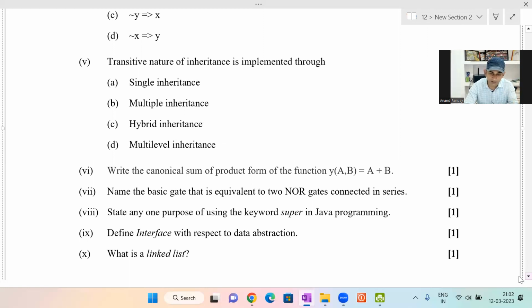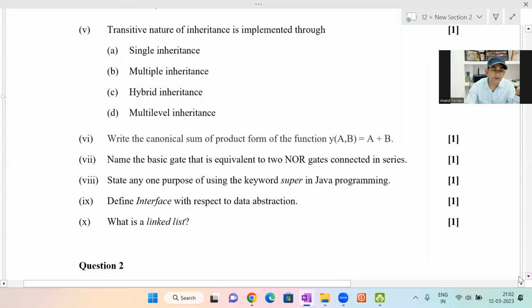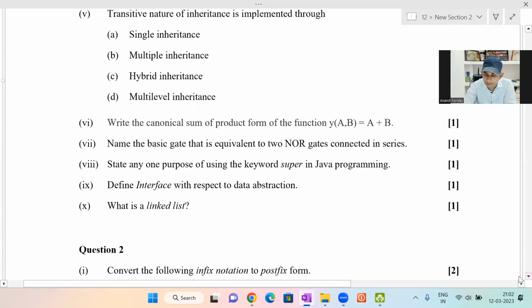You have to select the correct option, and the rest 5 marks are 5 short answer questions. So total 10 marks: 5 objective questions and 5 short answer questions. So question number 1 is of 10 marks in part 1.